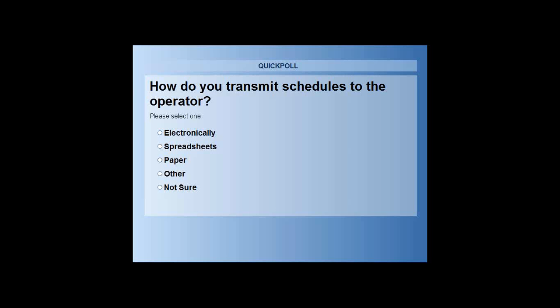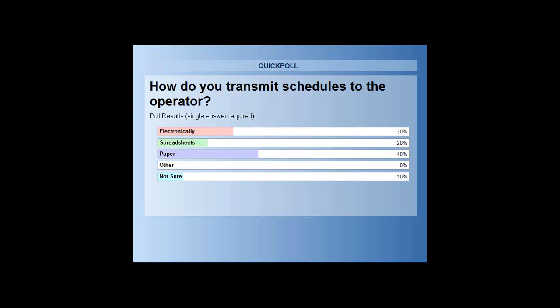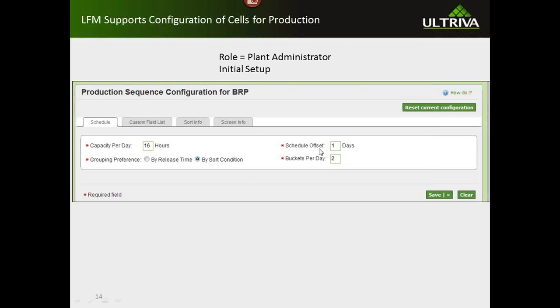All right, very good. Looks like most people have voted here. We'll go ahead and close that, and we'll go ahead and share the results of that. So it looks like 40% paper, some electronically, and several spreadsheets as well. All right, thank you for that. We will go ahead and hide that, and we'll jump back over here to our slides.